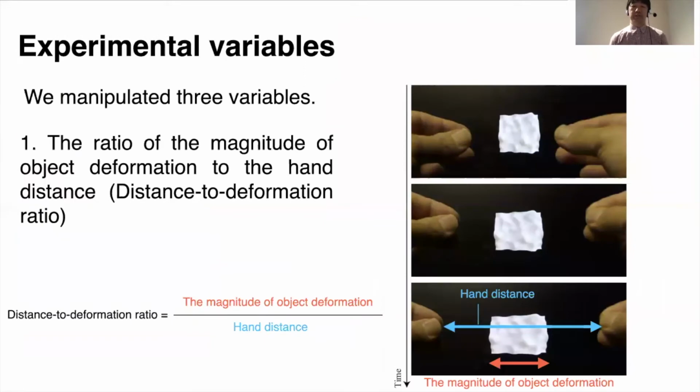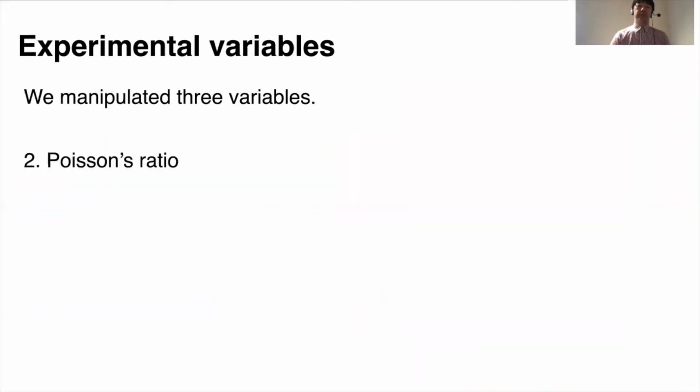We manipulated three variables. The first was the ratio of the magnitude of object deformation to the hand distance. We call this the distance to deformation ratio, which can be calculated with the following formula. And the second was the Poisson's ratio.